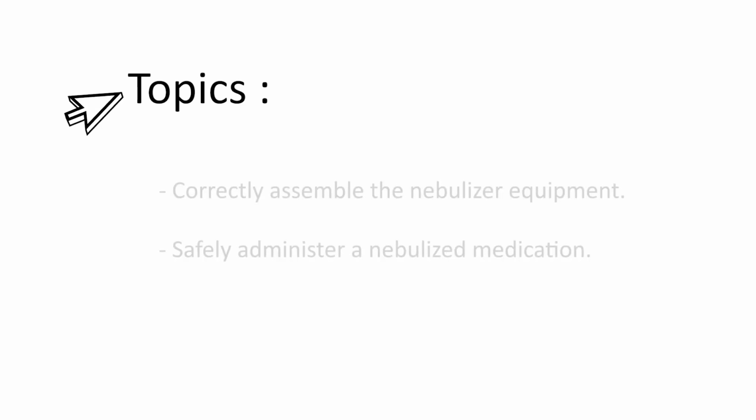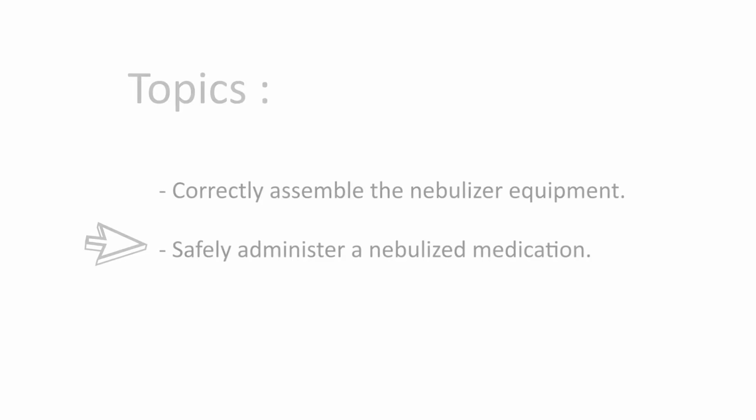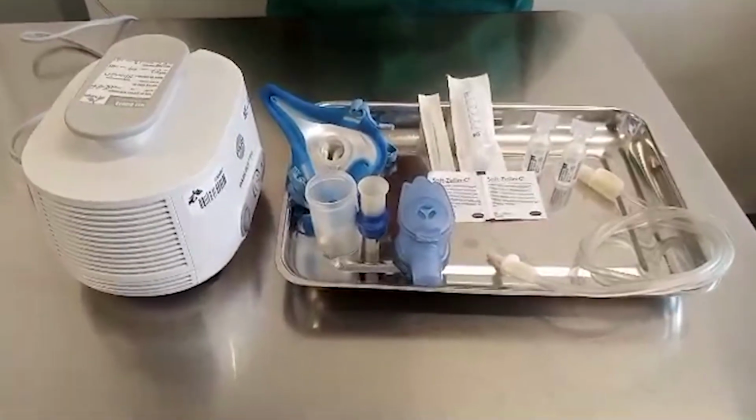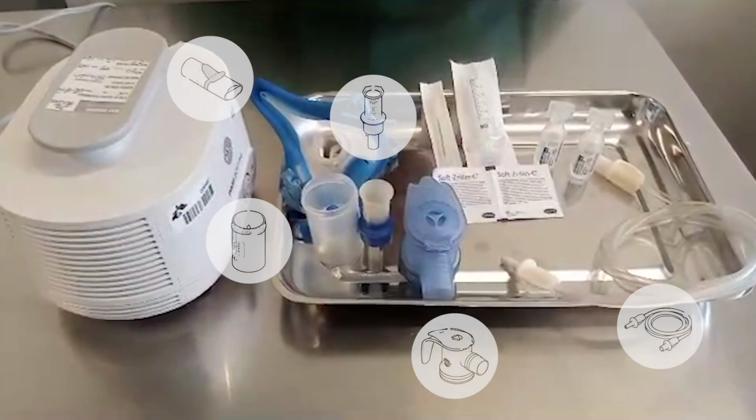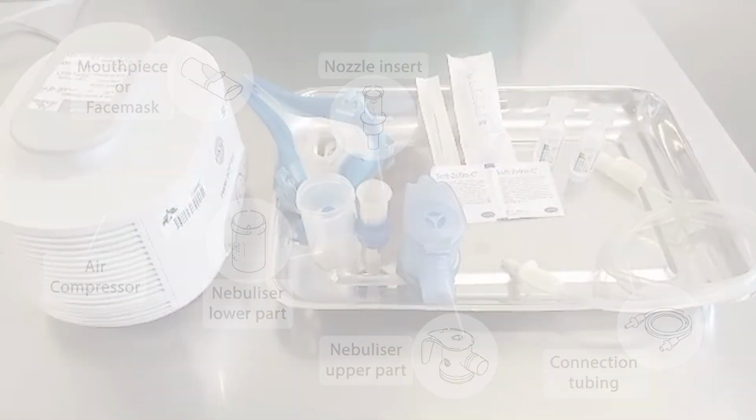Today, we will learn how to correctly assemble the nebulizer equipment and how to safely administer a nebulized medication. We will start by gathering the equipment. Today, we will need the following. Remember, the key equipment for nebulization is the nebulizer reservoir, the air compressor, nebulizer connecting tubing, the face mask or mouthpiece, and sodium chloride ampule in case you need to dilute your medication further.